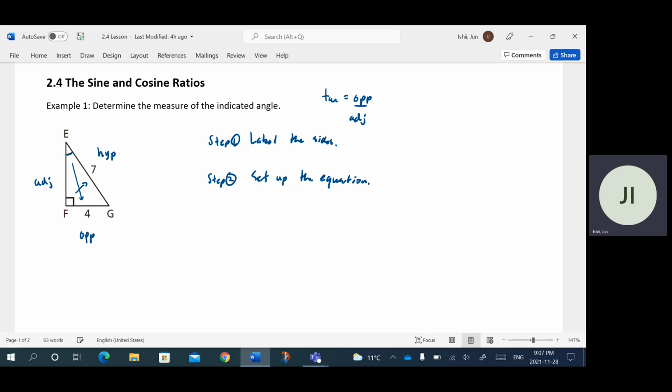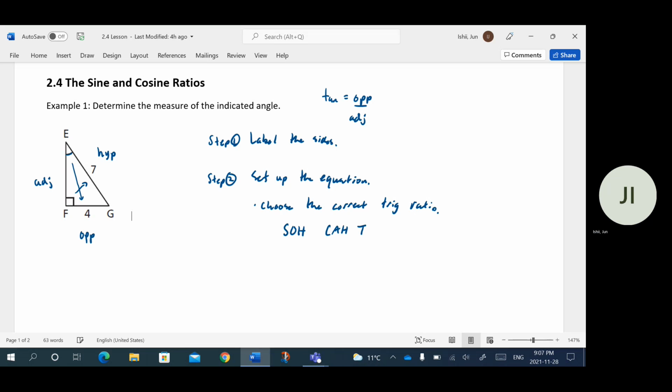When it comes to setting up the equation, the first thing we have to do is choose the correct trig ratio to use. To do that, there's a fairly popular, famous acronym called SOHCAHTOA. It allows you to choose the correct ratio. SOH is a way to remember sine.